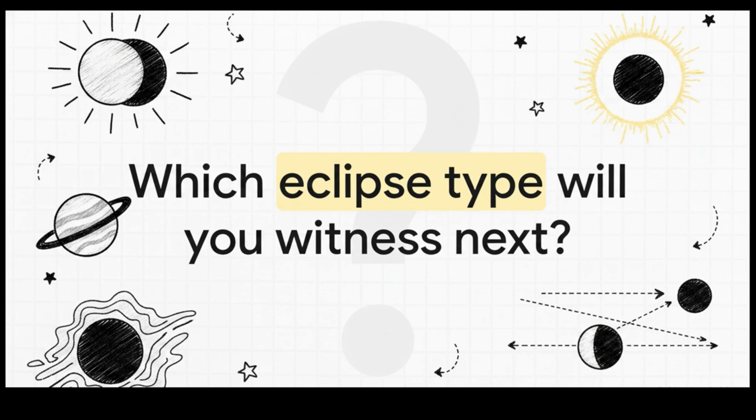So I leave you with this question. Which of these 4 spectacular cosmic alignments will you be looking out for safely during the next eclipse season?